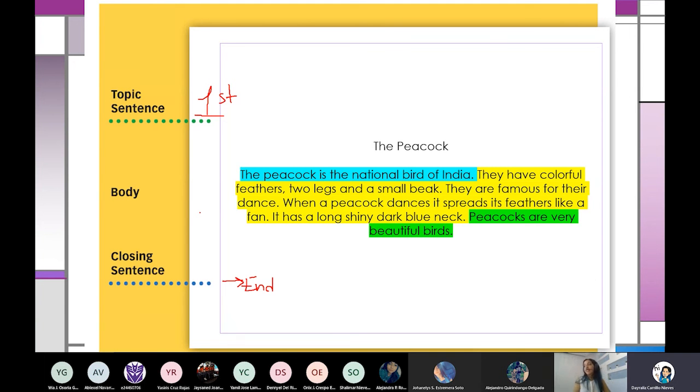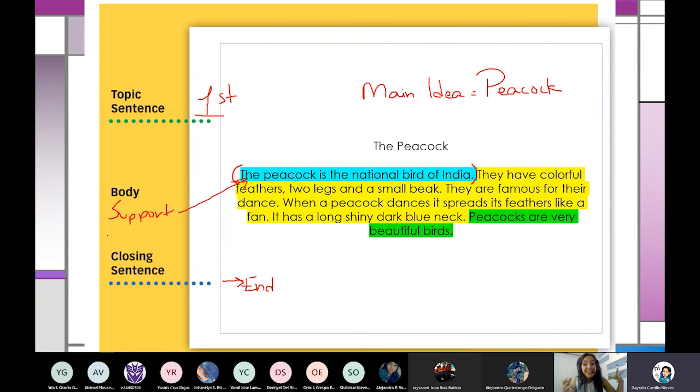The example paragraph is about the peacock. We have a sentence here that says, the peacock is the national bird of India. And this is the topic sentence because it starts with, what are we talking about? We are talking about the peacock. So we already know the main idea. Seguimos. So, ya sabemos que the main idea of this paragraph is the peacock. That means that the body, which is made of the supporting sentences, is going to support the peacock.